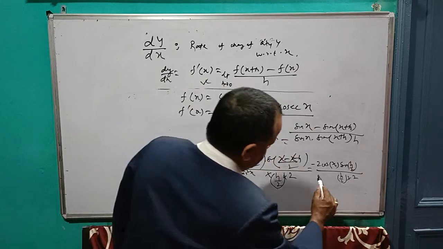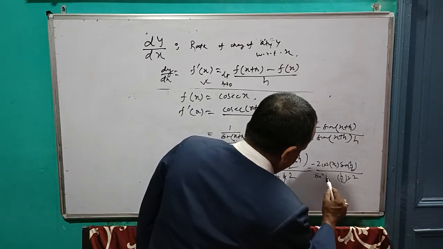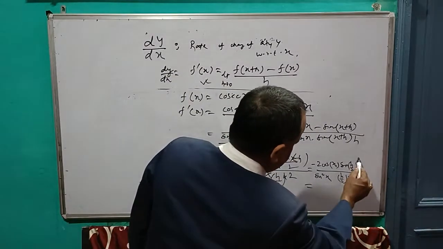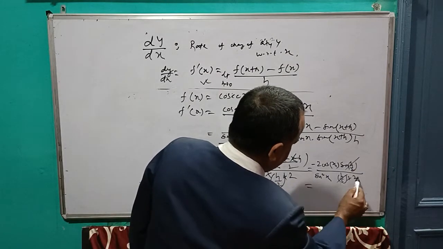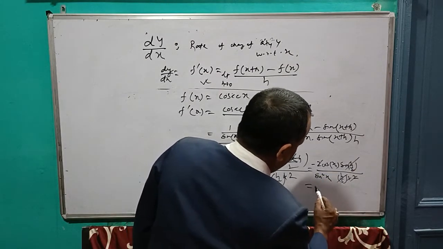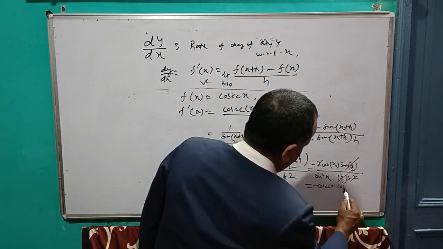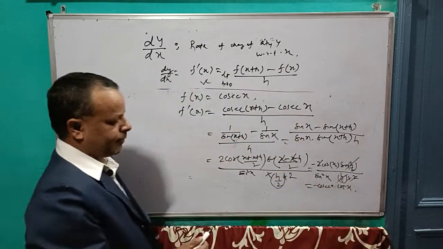Over here what we have is sine square x. So it is coming out to be what? The 2 gets cancelled out. What do we have? This is cosec x into cot x, with a minus sign.